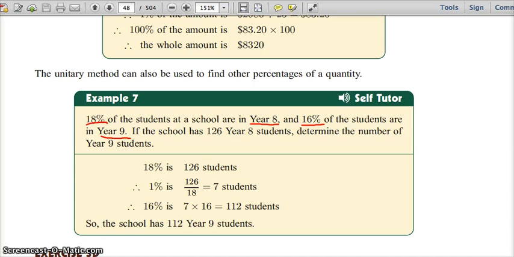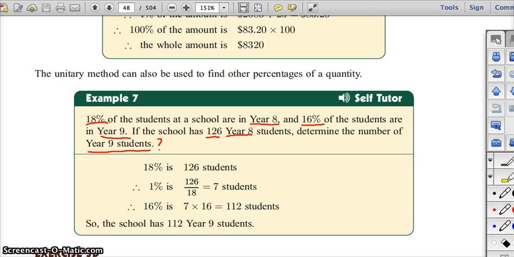Out of the next bit, have a look up. Tish, what's the important bit of the next bit? Just to the comma. 126 Year 8. Excellent. There are 126 Year 8s, okay? Determine the number of Year 9s. So it's our Year 9s. That's the question. Okay? That's the questionable part.